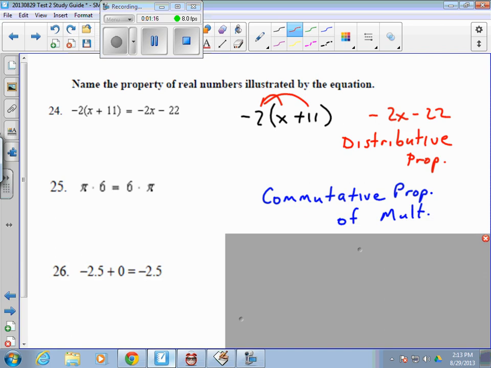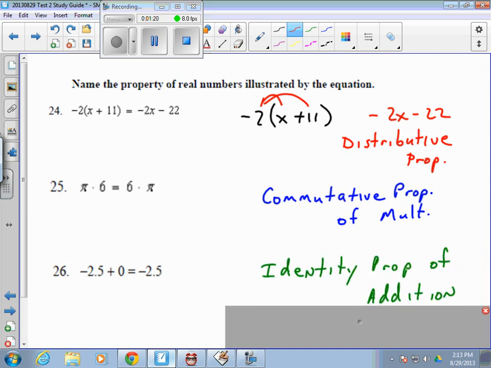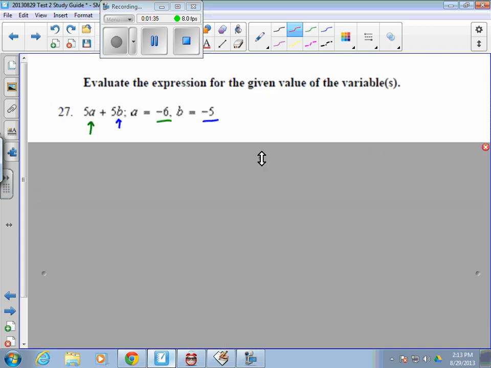If you're looking at number 25, notice pi times 6 is equal to 6 times pi. All it did was move, or commute, so that's the commutative property, and it's of multiplication. And then number 26 says negative 2.5 plus 0. Look at what it is when it starts and what it is when it finishes. If it's the same, then its identity didn't change, and that's why it's the identity property. It's addition, so it's of addition.